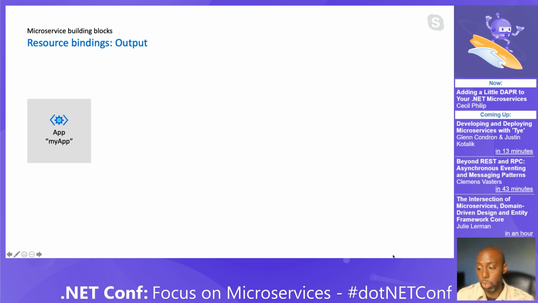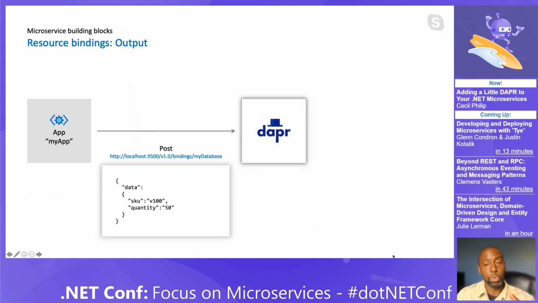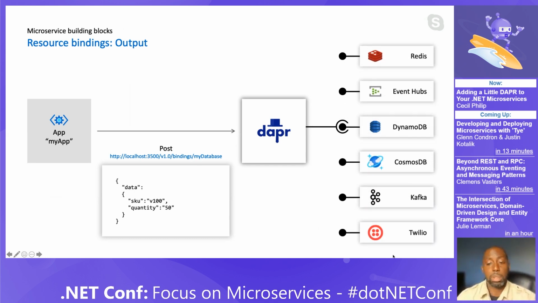And very similar, we also have output triggers. So if you want to interact with another store or some other system outside of your application, we could do this as well. That might be sending messages over to Twilio, or I might be running something on DynamoDB, or something like that.